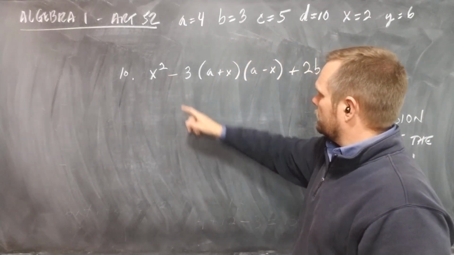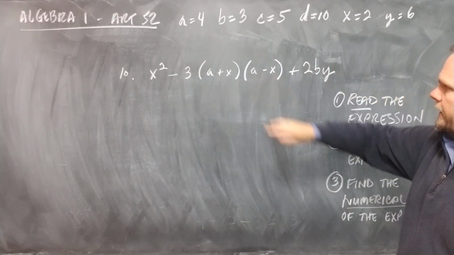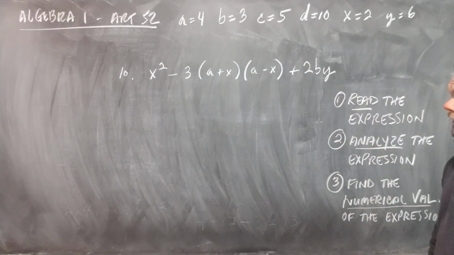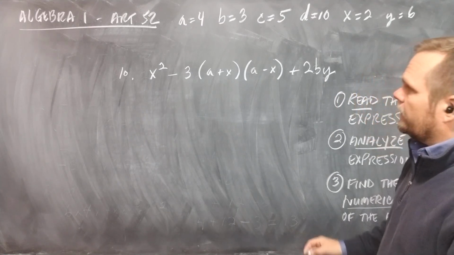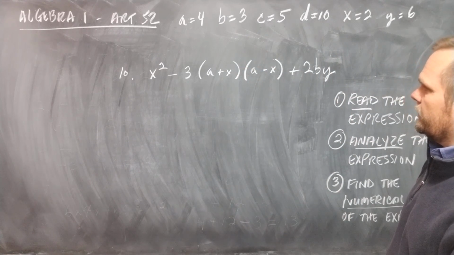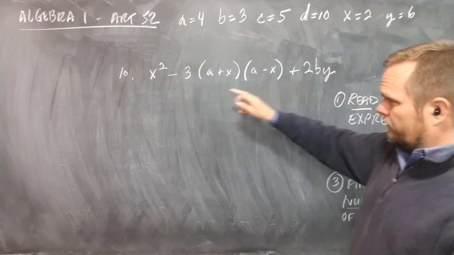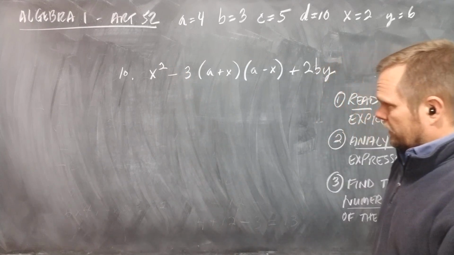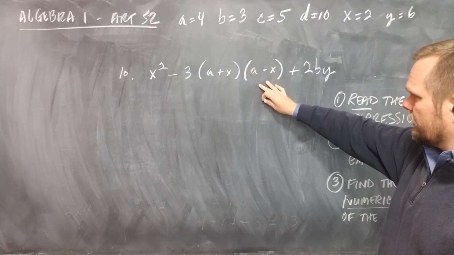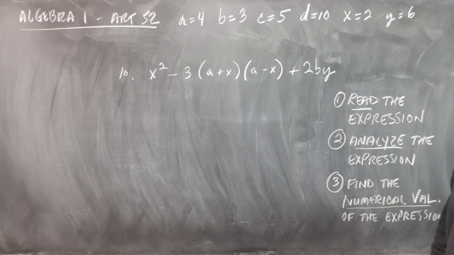x squared minus 3 times (a plus x) times (a minus x) plus 2by. If we look at this expression and think of our knowledge of the definition of terms, we'll see that we have a plus sign here, a minus sign here, and a plus sign here. So we have 3 terms. x squared is term number 1. 3 times (a plus x) times (a minus x) is our second term. And then 2by will be our third term.